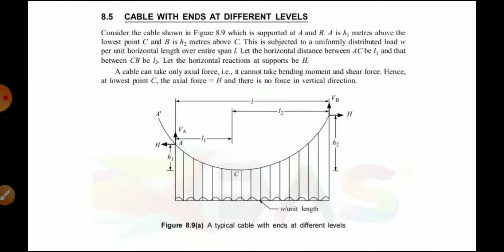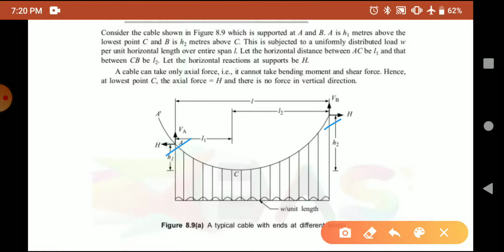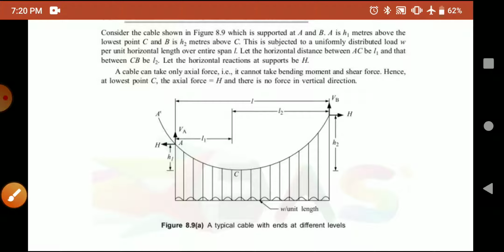So consider a cable shown in figure which is supported at A and B. A is h1 meters above the lowest point C and B is h2 meters above point C. So this is a cable and we are going to assume that this is the lowest point on the cable. So with this as reference, the support A is at a distance of h1 above point C and B is at a distance h2 above point C. And this is subjected to uniformly distributed load W per unit horizontal length over the entire span L.